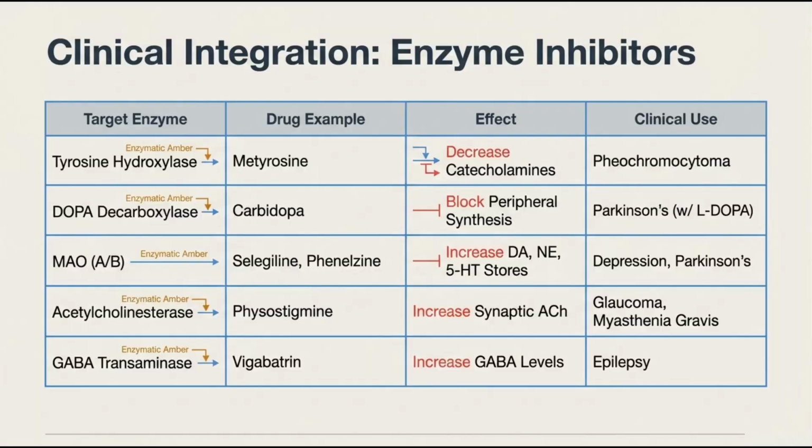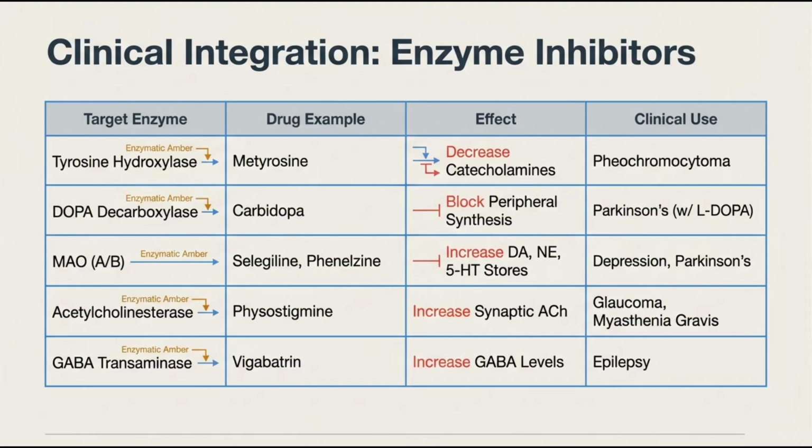Slide 13 gives us a nice summary table of enzyme inhibitors. Right. This is a bit of a matching game for the boards, but it's life-saving knowledge in the clinic. We can divide them into two groups. Synthesis blockers and breakdown blockers. Exactly. For synthesis, we already mentioned metyrosine blocking tyrosine hydroxylase for pheochromocytoma. For breakdown, the big ones are the MAO inhibitors.